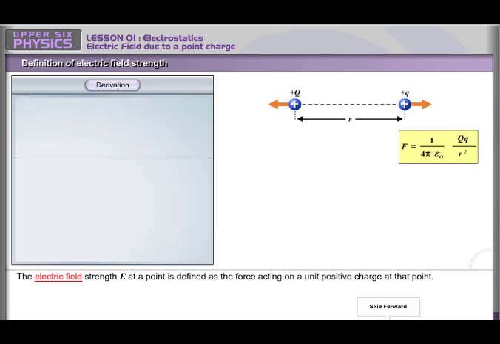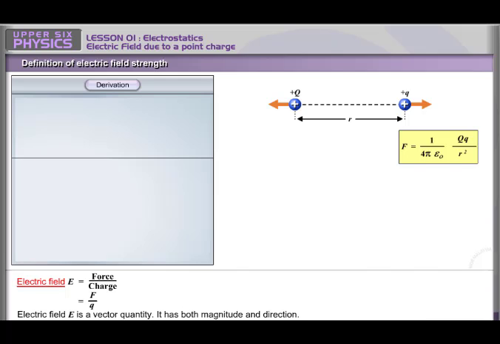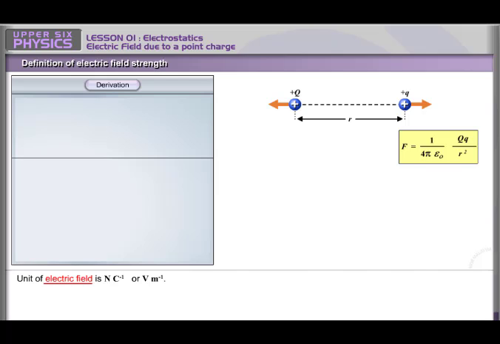The electric field strength E at a point is defined as the force acting on a unit positive charge at that point. Electric field E equals force over charge equals F over Q. Electric field E is a vector quantity. It has both magnitude and direction. Unit of electric field is newtons per coulomb or volts per meter.